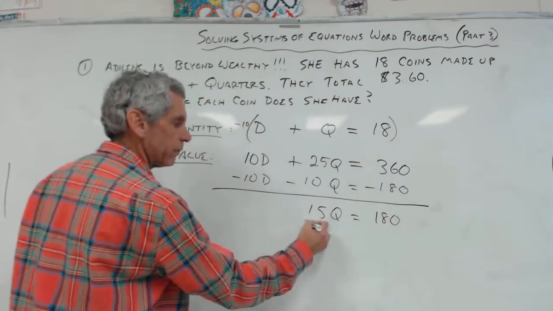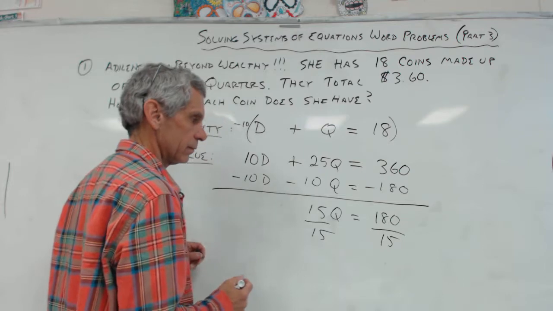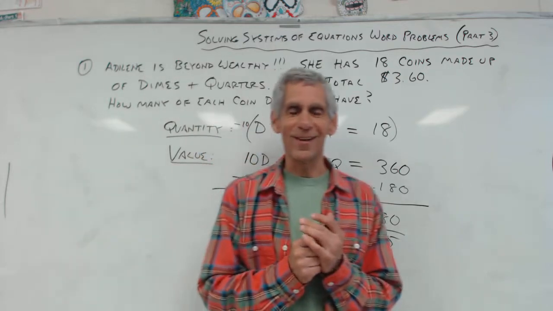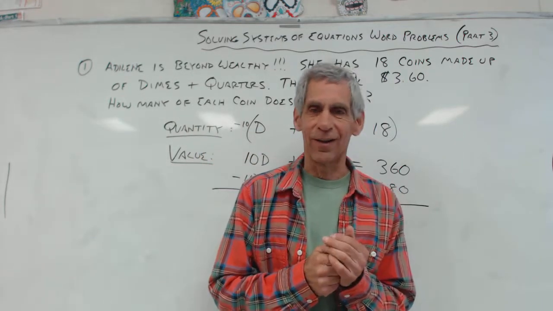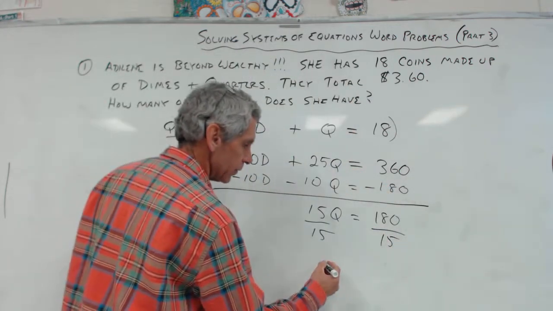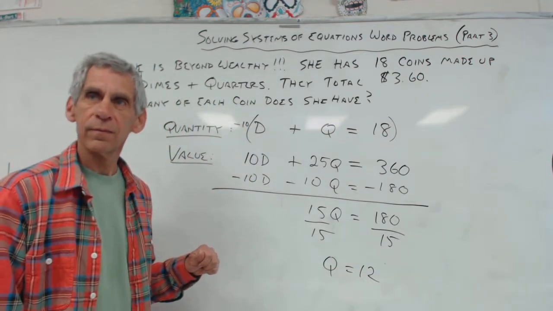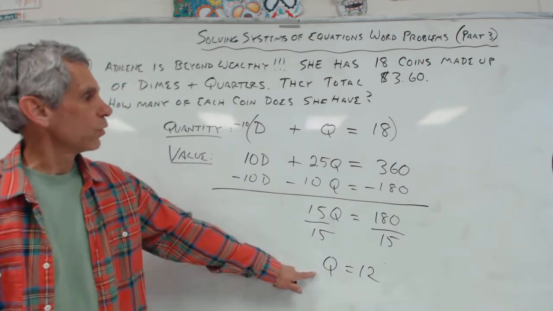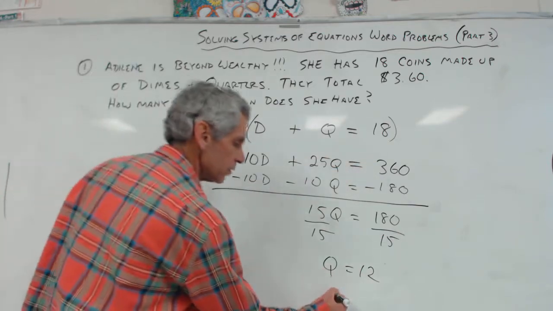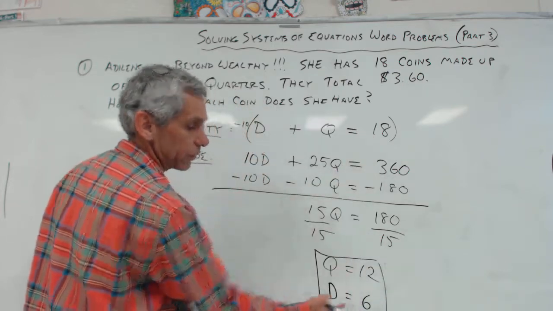So divide by 15. Anybody know how many times 15 goes into that? We don't have calculators. So Q is equal to 12. Is that right? Yeah, then you have to find out what your dimes are. We know we have 12 quarters. How many dimes do we have? 6. So dimes is 6. These two have to add up to 18. 12 plus 6 is 18.